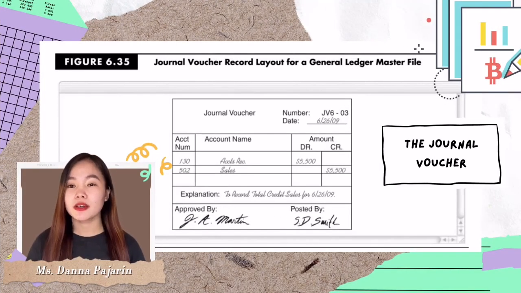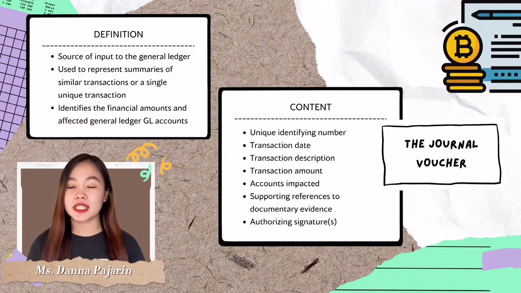My discussion is all about the journal voucher. The source of input to the general ledger is the journal voucher, which is illustrated in figure 6.35. A journal voucher can be used to represent summaries of similar transactions or a single unique transaction. It also identifies the financial amounts and affected general ledger accounts. Routine transactions, adjusting entries, and closing entries are all entered into the general ledger via journal voucher.